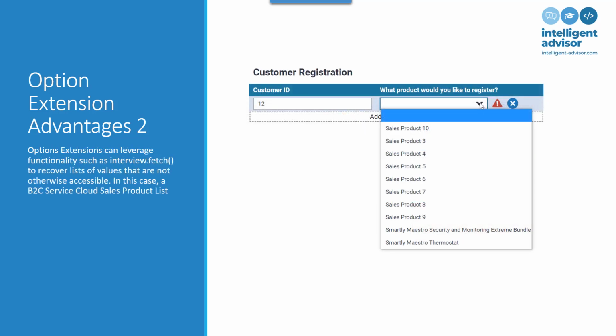Third example, or rather another example, is that quite simply you can leverage other functionalities such as interview fetch. In this case, what you're looking at is a list of custom options, and the options are actually coming from Oracle B2C Service Cloud using the sales product concept. So we're pulling those directly out of B2C Service.